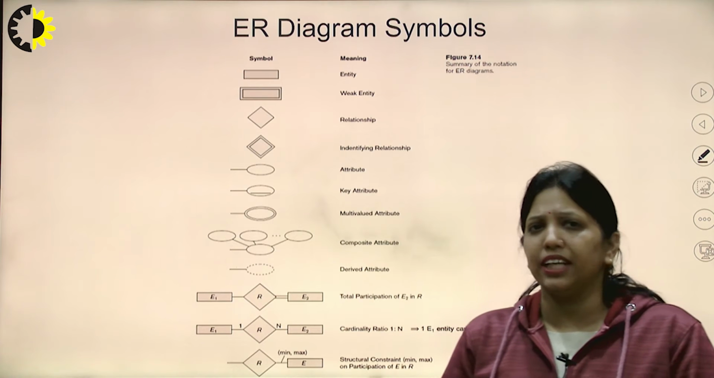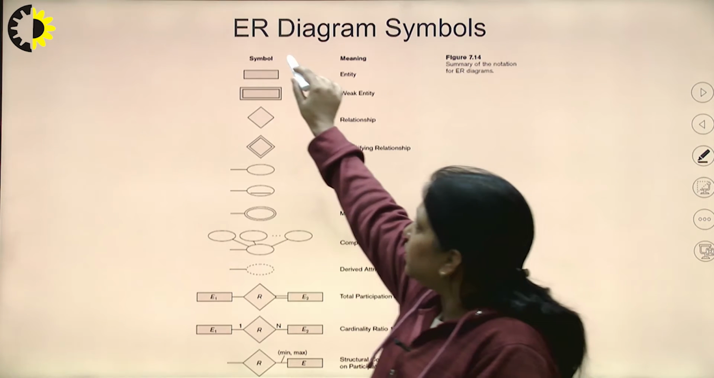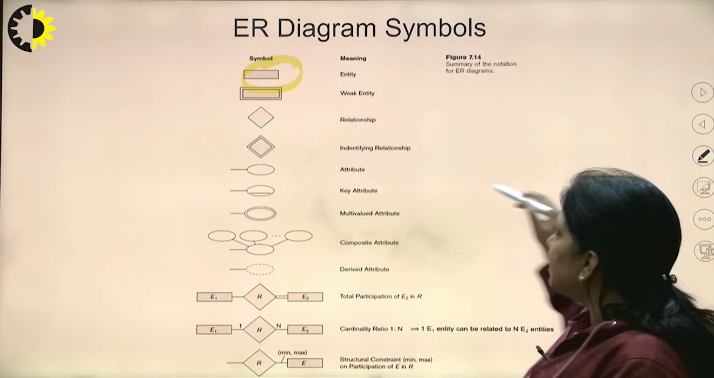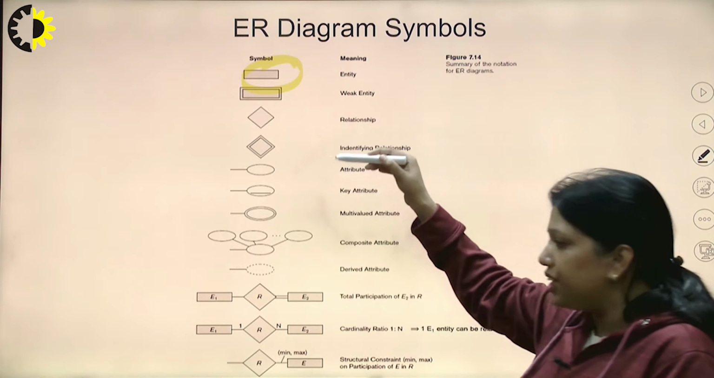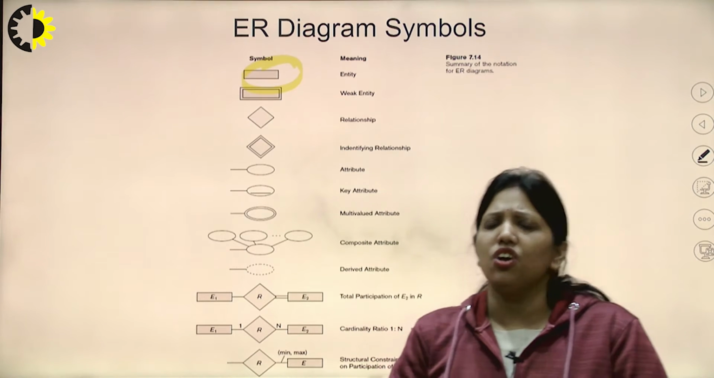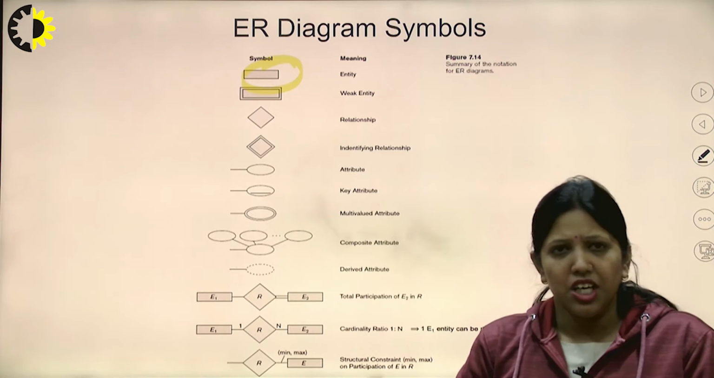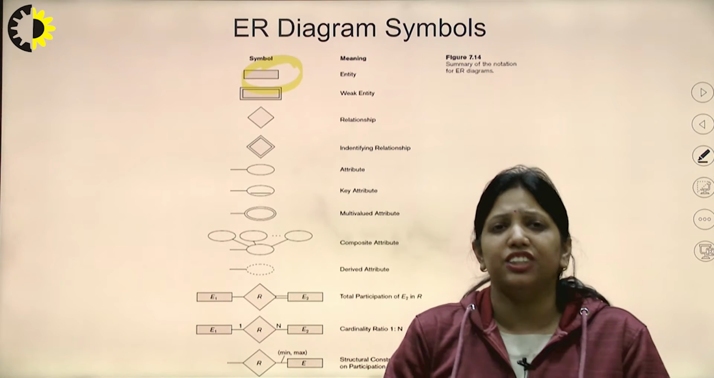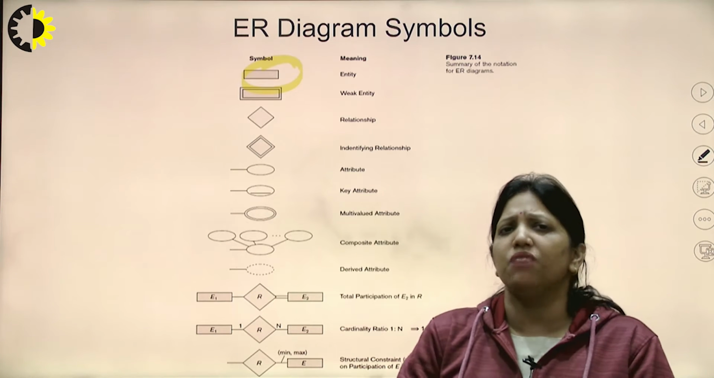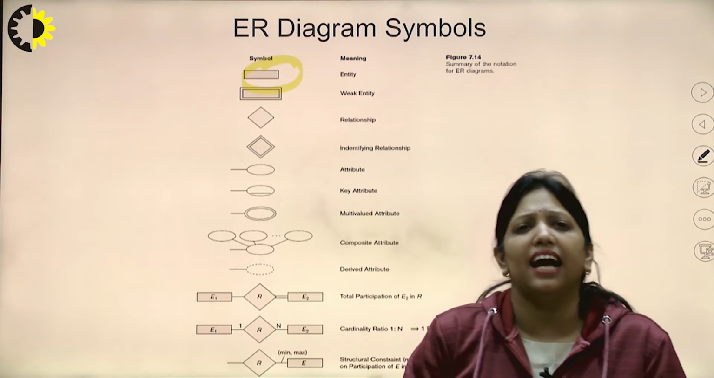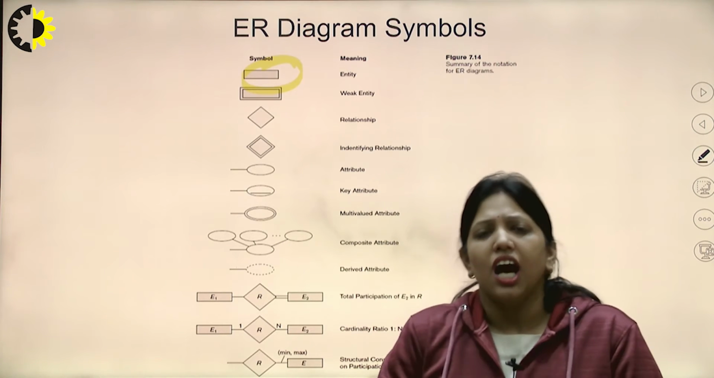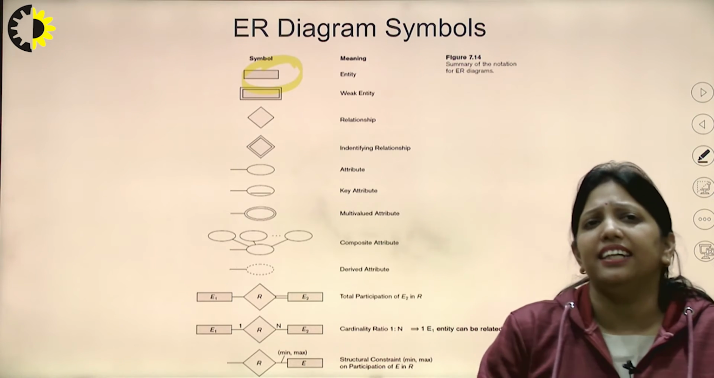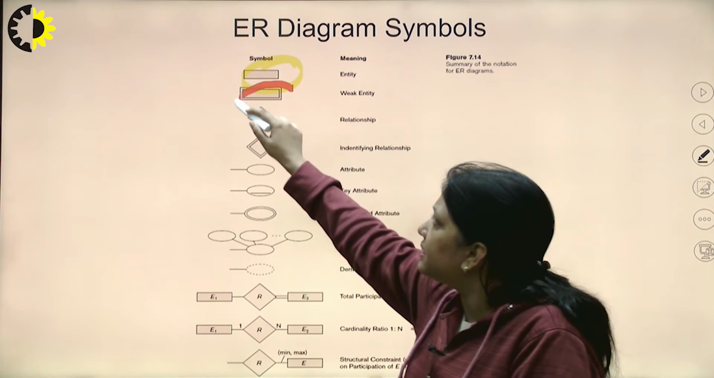First, we use the rectangle box, which is used to show any entity. We have two types of entities: one is the strong entity and the second is the weak entity. If an entity has a primary key that makes that entity distinguishable from other objects on the basis of that primary key, then that entity is called a strong entity set. Otherwise, we have a weak entity that does not contain a primary key, and we represent that entity set with double rectangles.